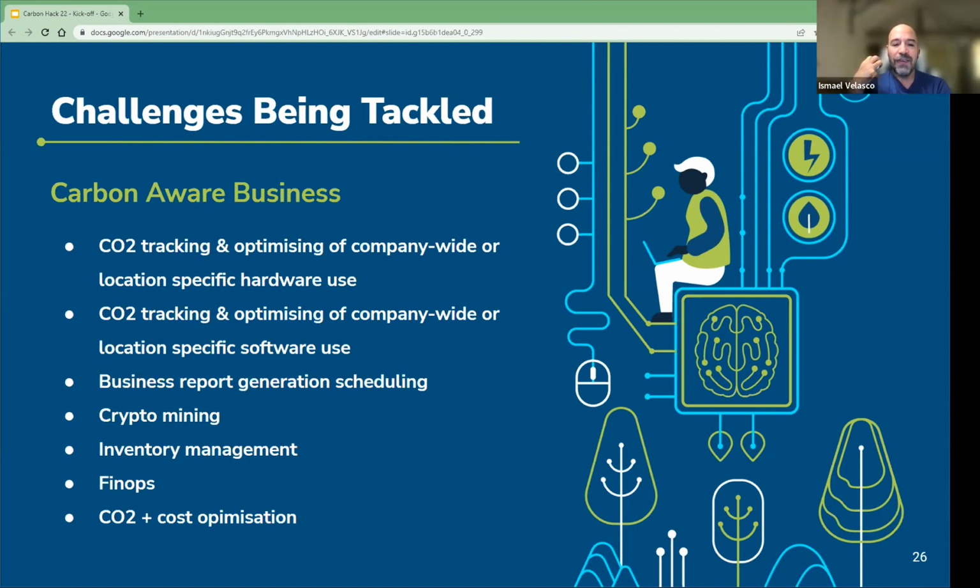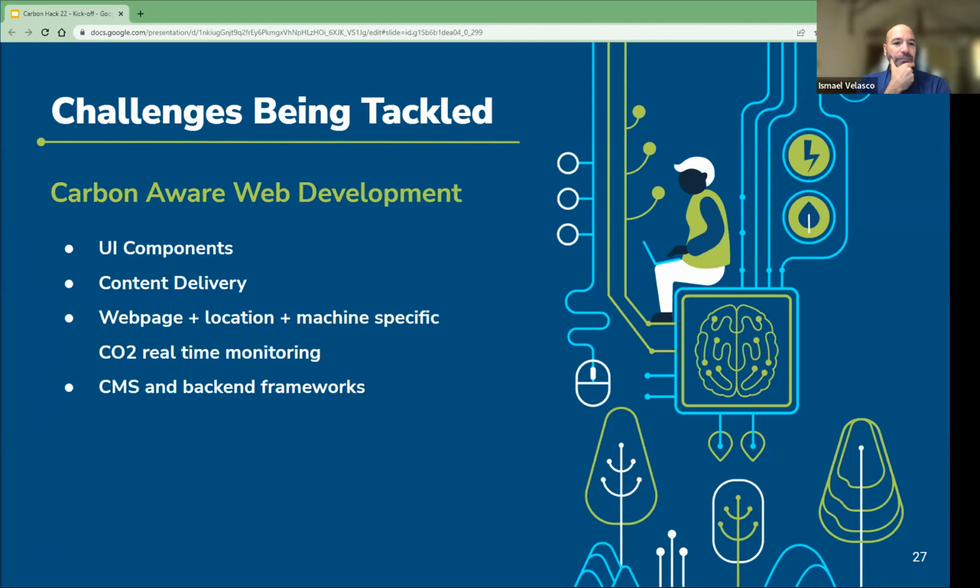Inventory management, financial operations: optimization of CO2 and cost usages at the same time. What is the best place to do both at once? So yes, this is another domain. Next slide, please.